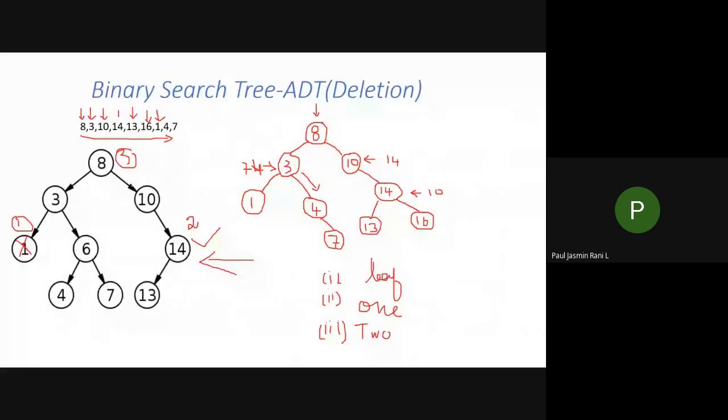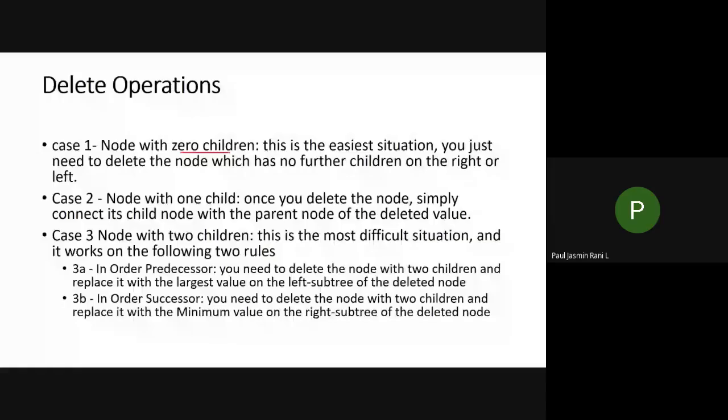Suppose it has 0 children, meaning you will not have any branches, we call it a leaf node. If the node contains one child, then what you have to do? If the node contains 2 children, then what you have to do? So these are the deletion operations, and you have to follow certain rules for your delete operations.